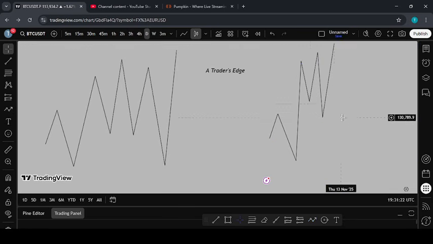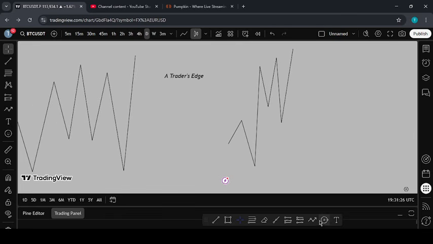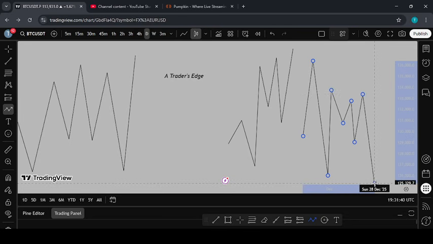When you have a breaker block or mitigation block entry. This one is also an SMC setup where you have a pullback to the imbalance. Market shift makes a certain break, you enter for a continuation, right?